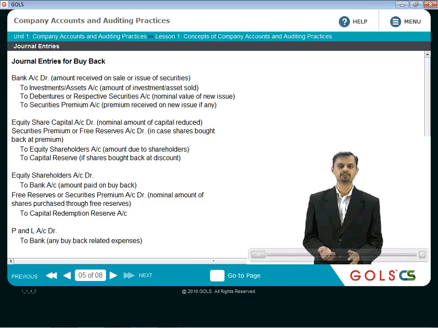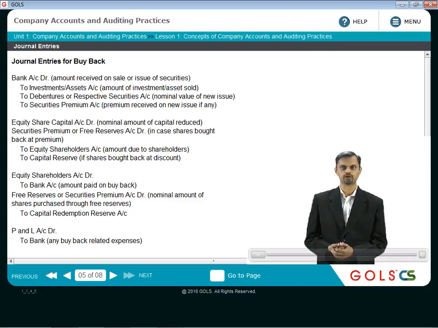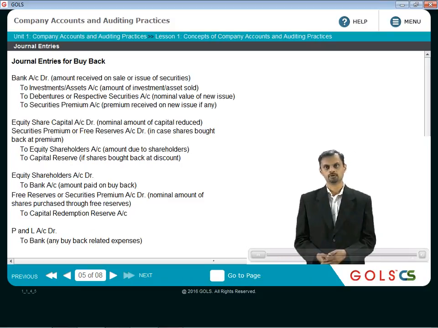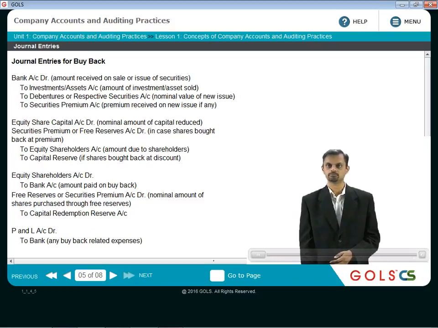And then finally any expenses incurred on buyback will be charged off in that particular year. So profit and loss account debit to bank account. So these are the entries as far as the buyback is concerned.